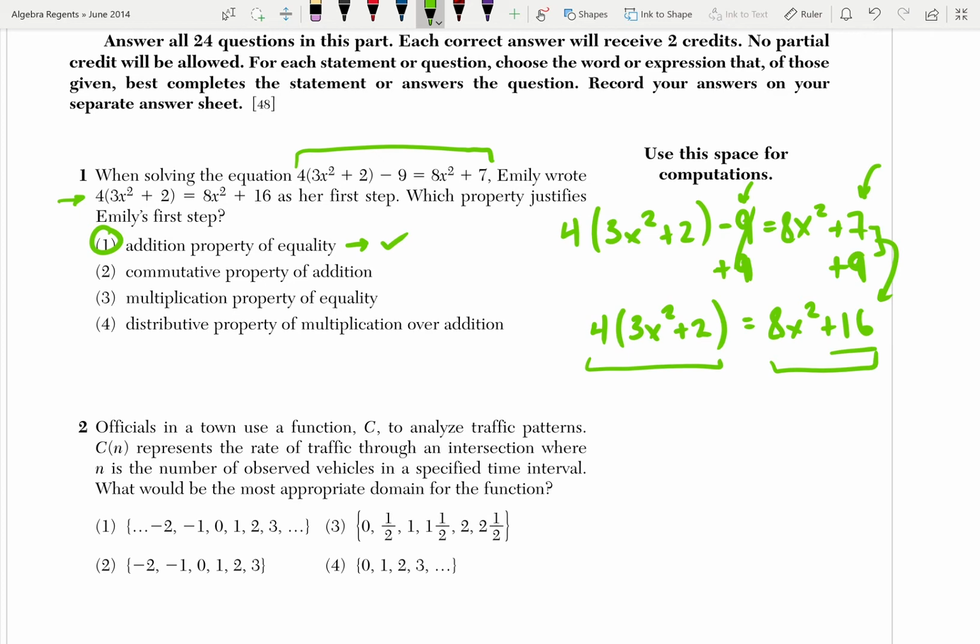So answer choice 2 is the commutative property of addition. That basically just tells us that the order in which we add things does not matter. So A plus B is the same thing as B plus A. But that does not apply in this first step here. So that's out. Option 3 says the multiplication property of equality. Here we did not do anything with multiplication, right? We just added 9 to both sides, so that would not apply. And then for answer choice 4, the distributive property of multiplication over addition. Again, we did not do anything with multiplication, so that one is also out. So the correct answer for number 1 is choice 1.